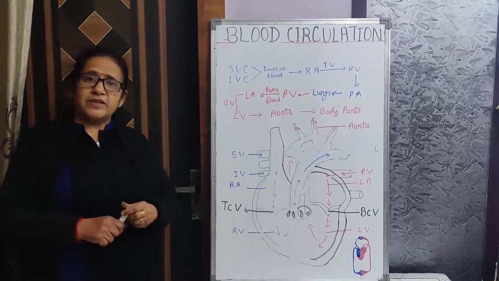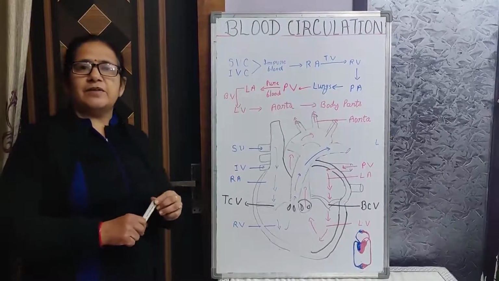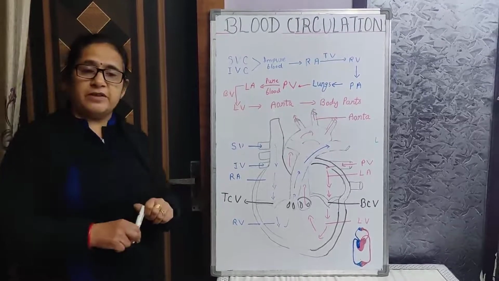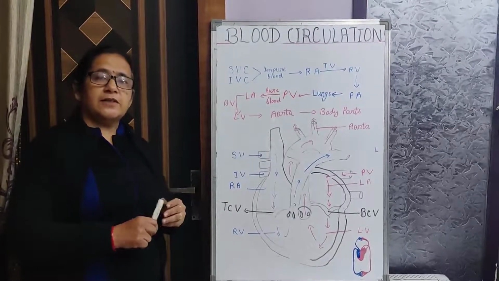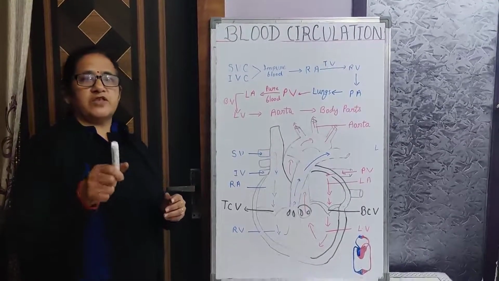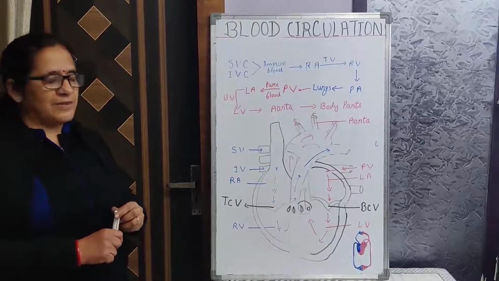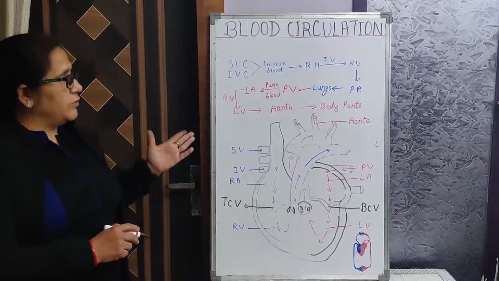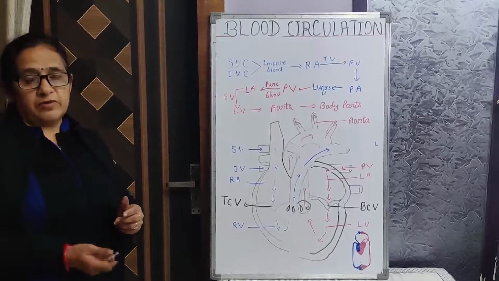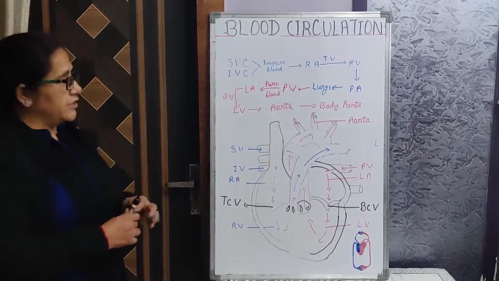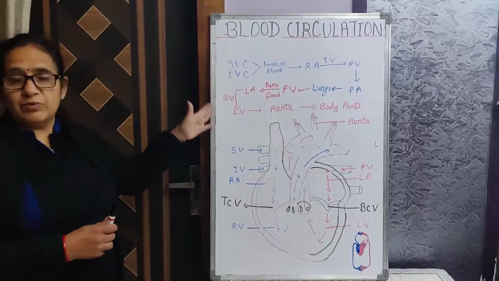You already know veins. Veins are the blood vessels which carry impure blood, and arteries are the blood vessels which carry pure blood. But exceptions are there. In the case of pulmonary vessels, the pulmonary vein carries pure blood, and the pulmonary artery carries impure blood. So there is an exception in the case of pulmonary.